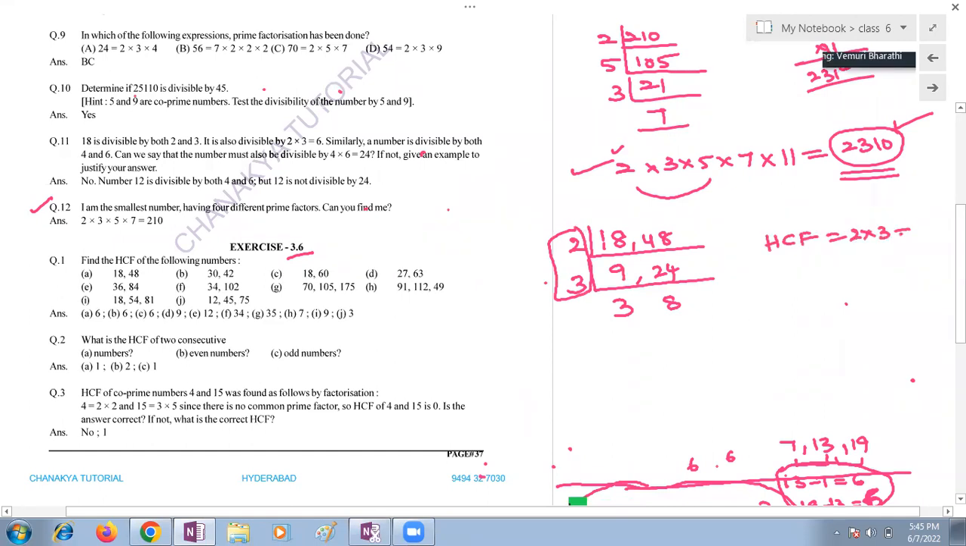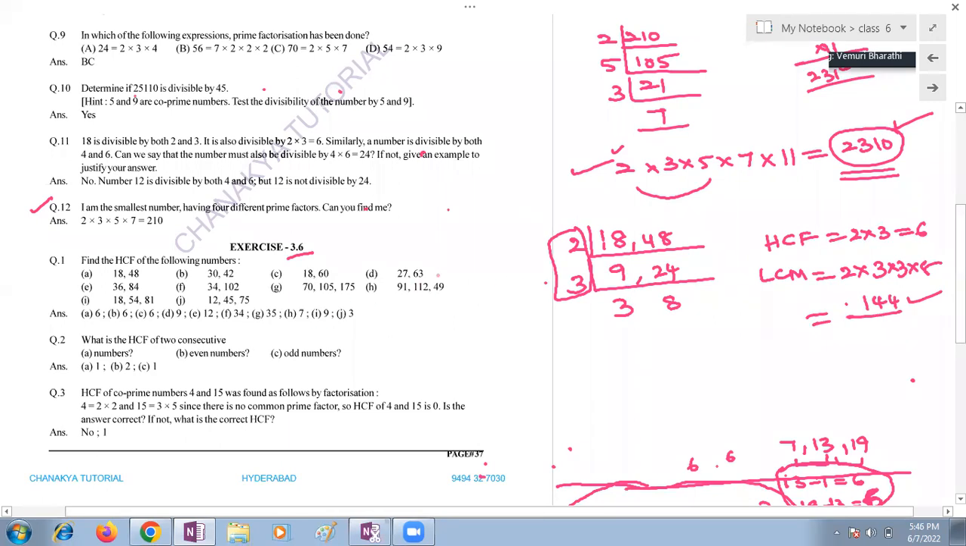HCF is 6, ma'am. 2 into 3 is 6. LCM is what? 2 into 3 into 8. Very good. 2 3s are 6, 6 3s are 18, 18 into 8, 144. Very good. Like that, you can find other numbers too.